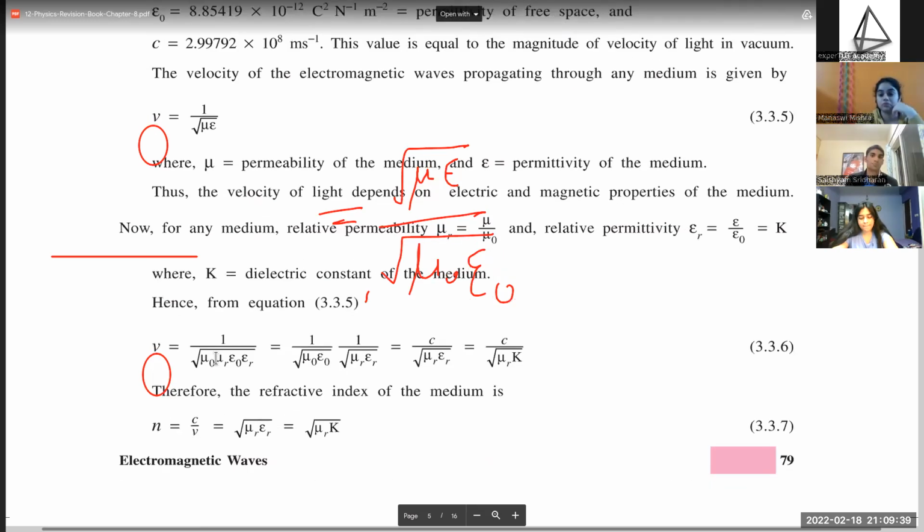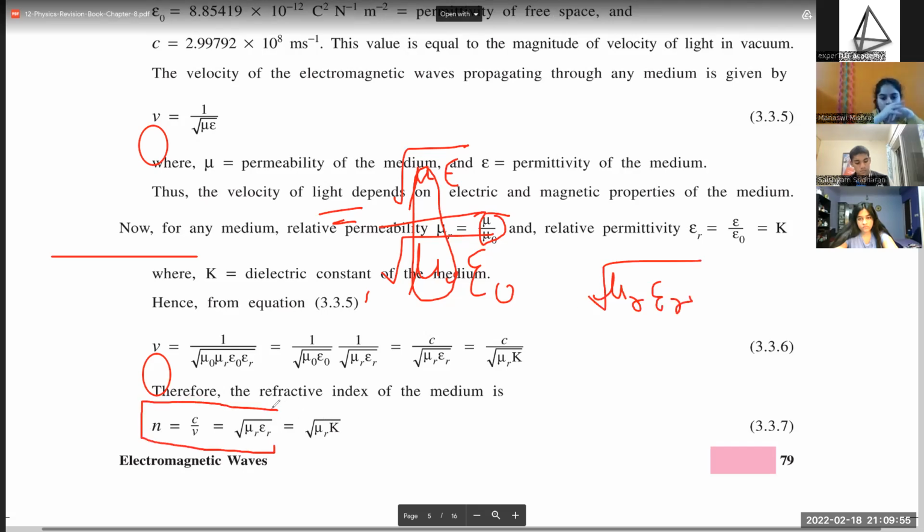The same thing is written here. So n is, you see, mu by mu naught is just mu r, right? So it is the square root of mu r into epsilon r. That's this formula. n is C by V, which is the square root of mu r epsilon r, relative. Understood? Okay.